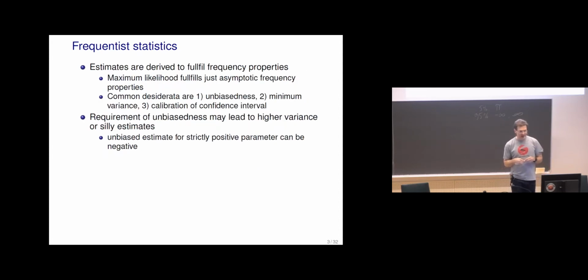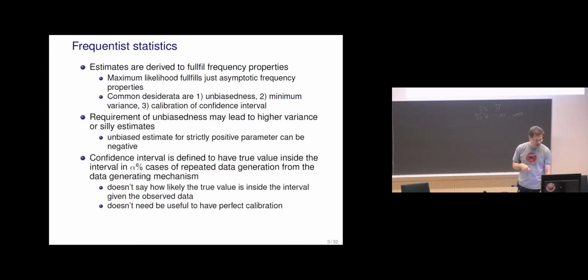And then I already mentioned that the requirement of starting with unbiasedness may lead to high variance or even silly estimates. So an unbiased estimate for a strictly positive parameter can be negative. And I also talked about how these intervals derived just based on a calibration requirement don't need to be sensible.